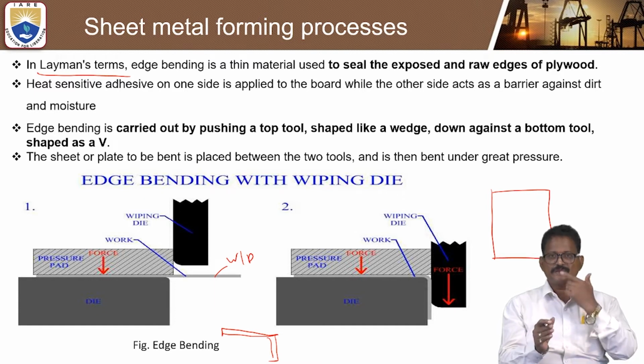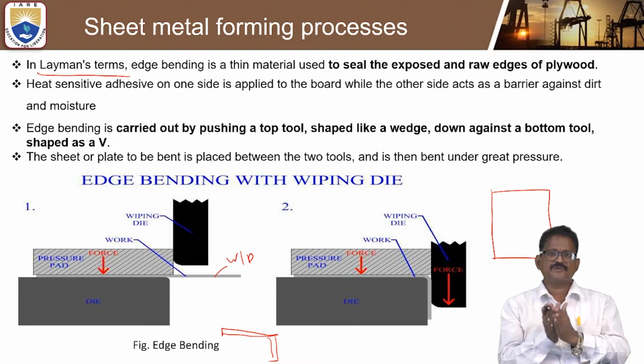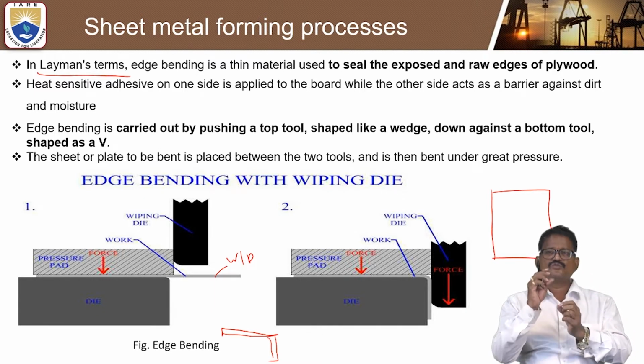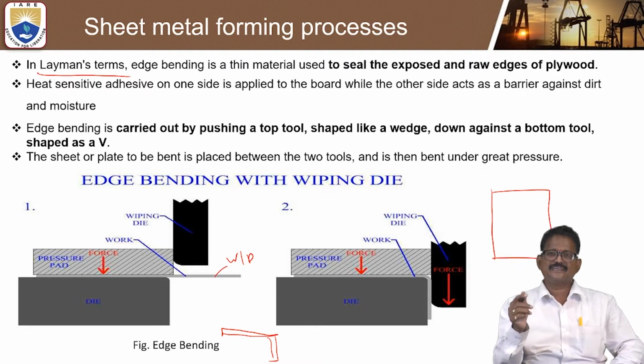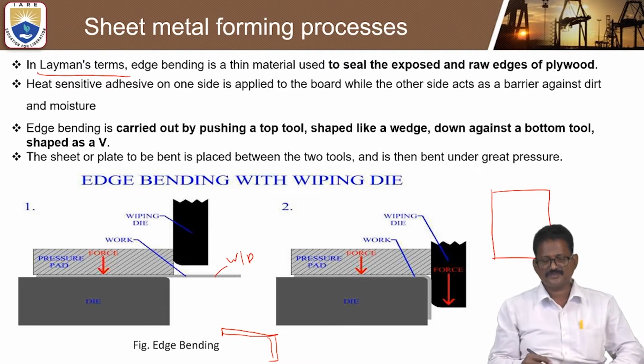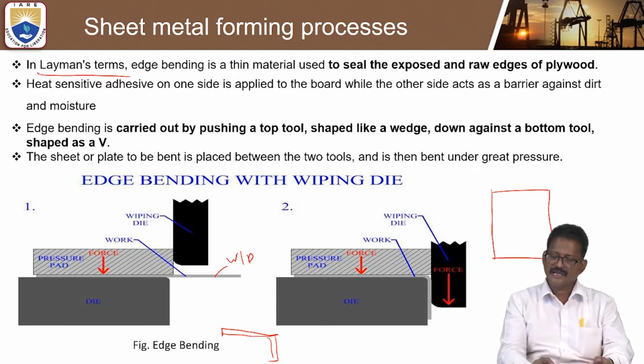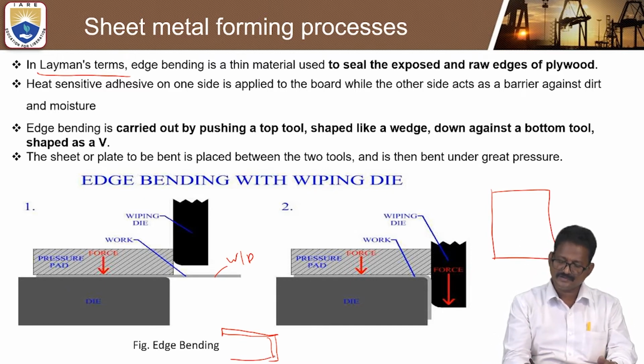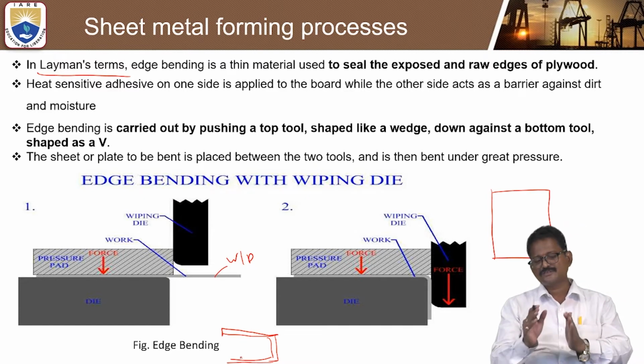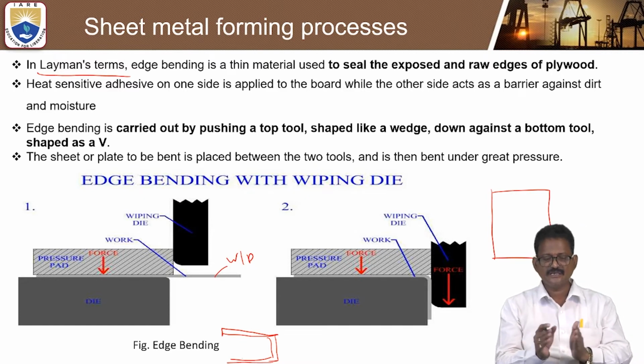Okay, that shape in some way, and the sheet or plate to be bent is placed between the two tools, then bent together under great pressure and high pressure to be applied. Okay, so if it is kept perpendicular, again this shape also will come out. So whatever shape we want, we are able to set in a proper manner.